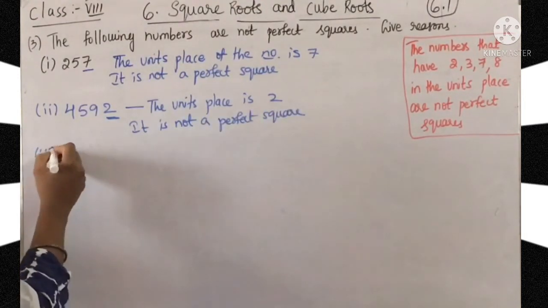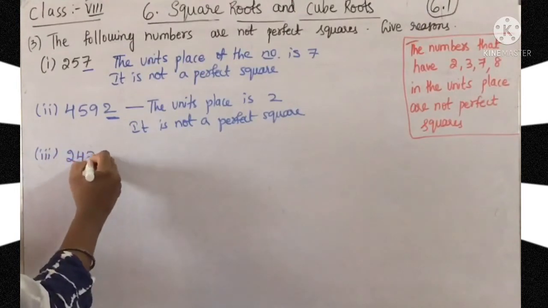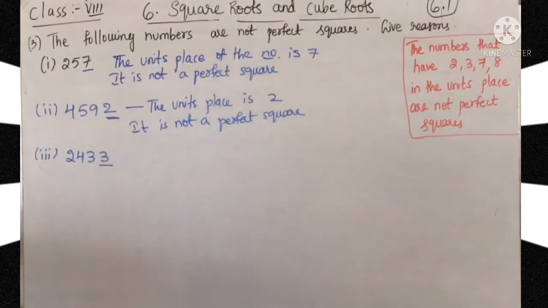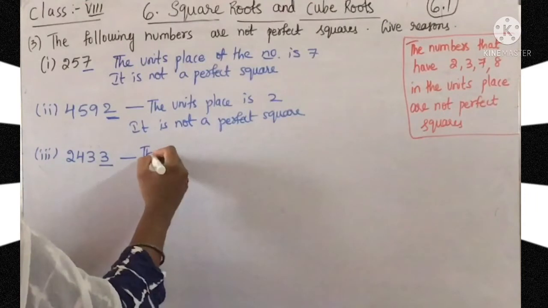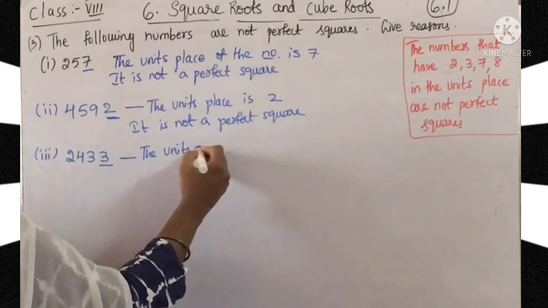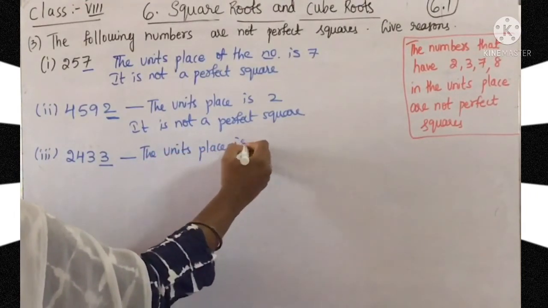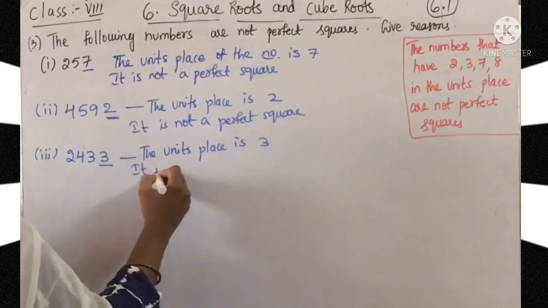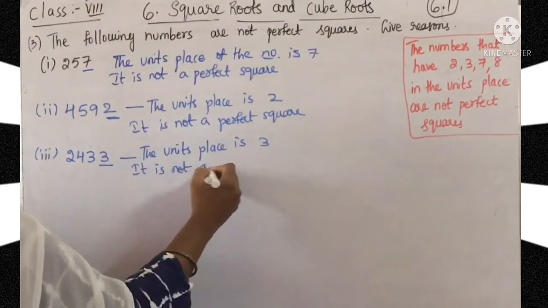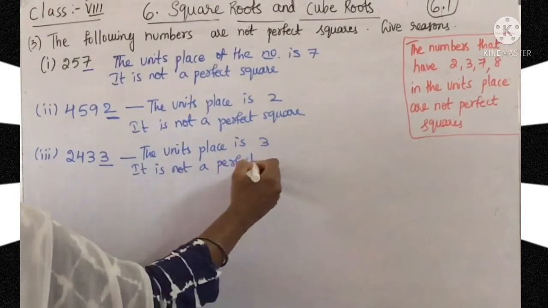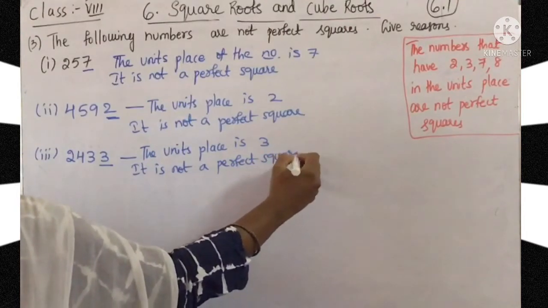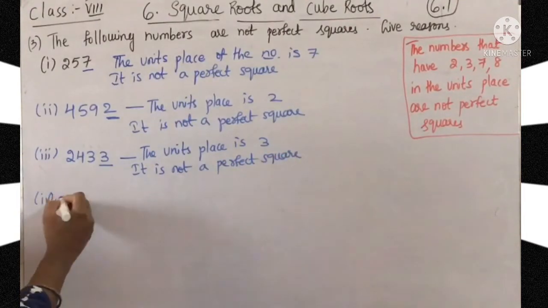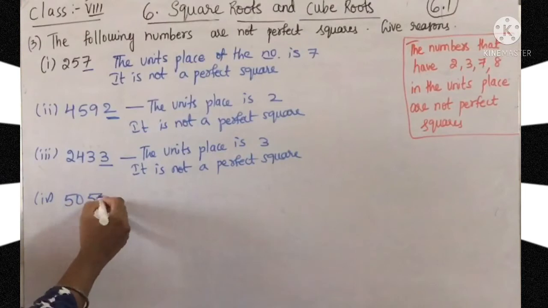And third one, 2430. So 3 is in the units place. So the units place is 3. Therefore, it is not a perfect square. Coming to fourth one, 5050.